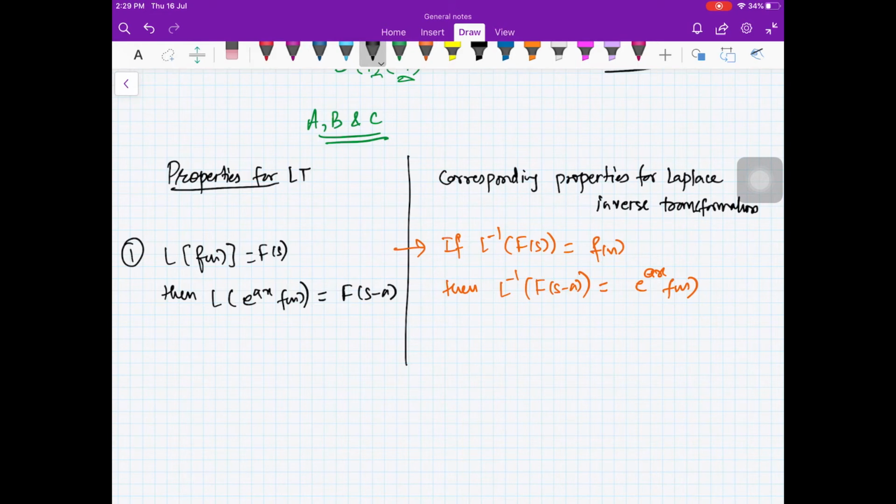Now let me write down all the properties first, then we'll take the questions. The second property was here for the Laplace transformation.